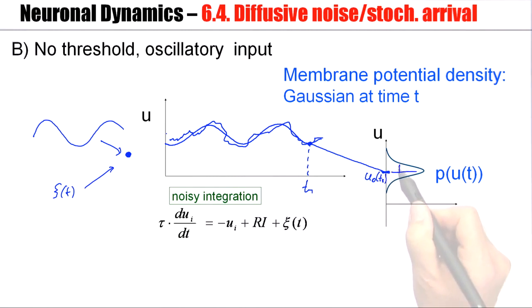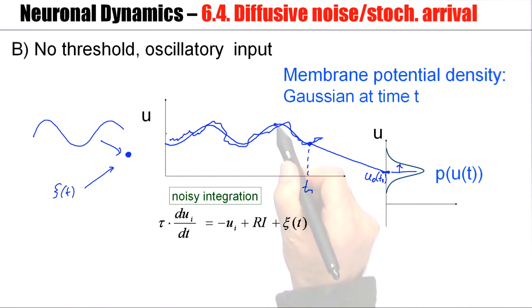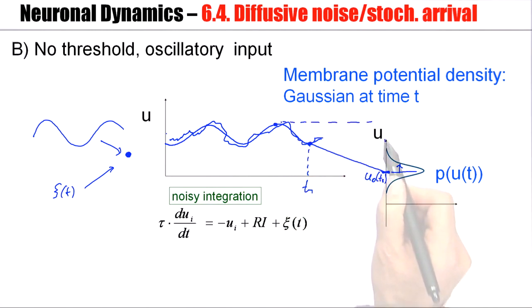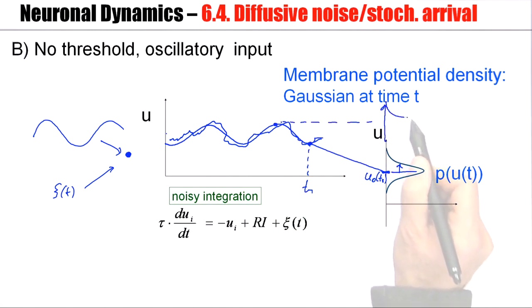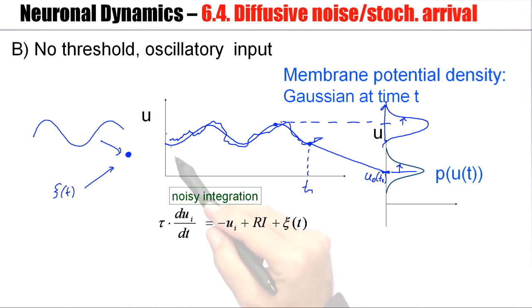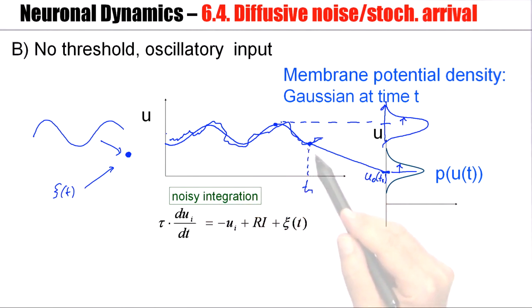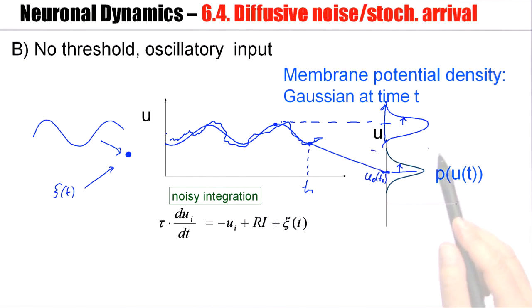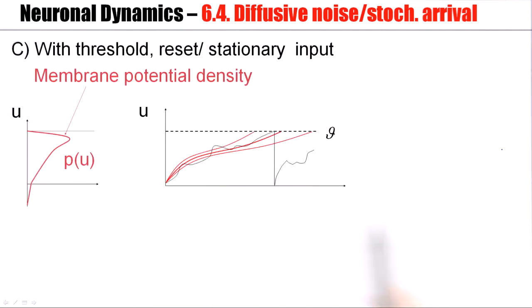And the distribution has a certain width. If I evaluate the distribution at some other point in time, I find again a Gaussian distribution of the same width, but with a different mean. In other words, the distribution as a whole will periodically move up and down, up and down. Third example. Now we add the threshold.